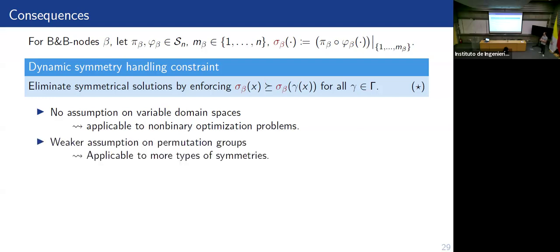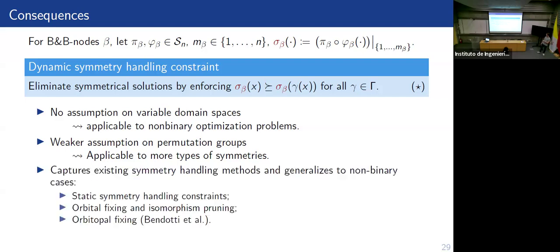Also, we have a weaker assumption on permutation groups. So in my introduction, I was looking at symmetries, which are arbitrary groups of bijective functions that are objective and feasibility preserving. But traditionally, people were only looking at this subset of these symmetries, which are the symmetries that morph around the solution vector entries. And in our framework, we do not have any such assumption. We just have that we can look at arbitrary symmetry groups. So if you can handle this for arbitrary symmetry groups, then you have found a symmetry handling method.